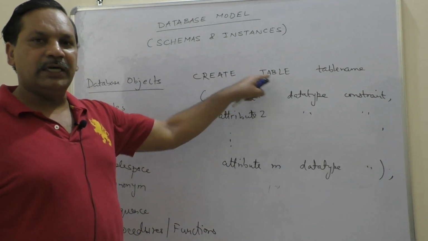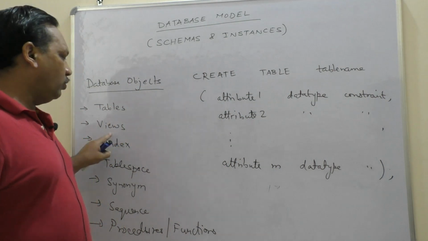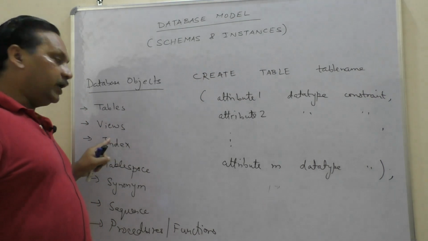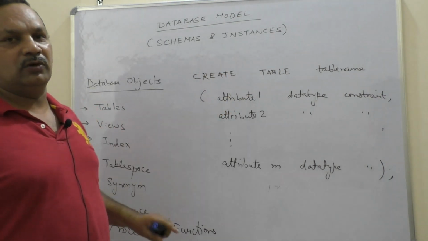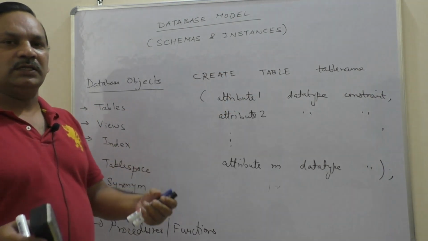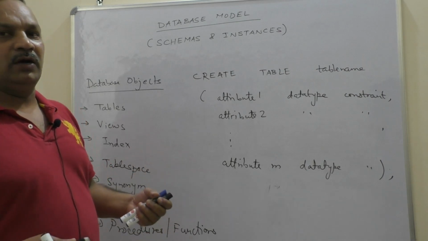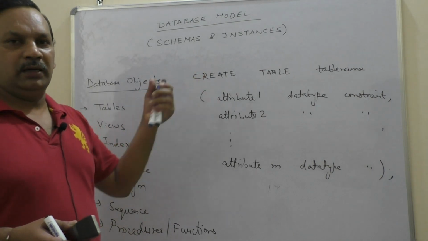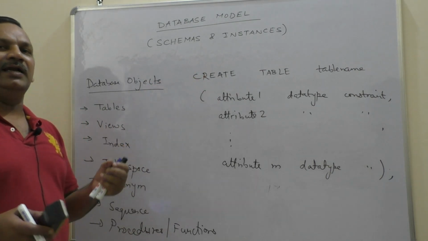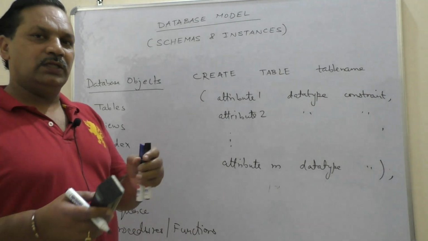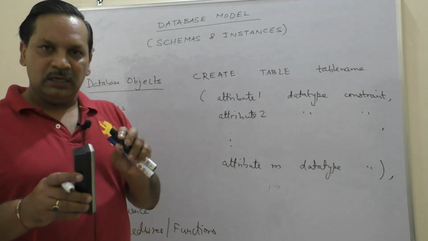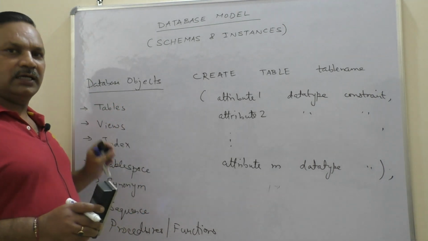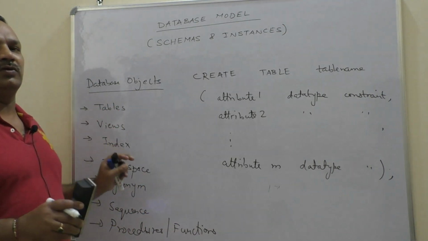Create table. Table is a database object. Similarly, if I want to create a view, I will write create view, view name. If I want to create an index, create index, index name, and so on. For any database object, you have to define it using the create command. So create is simply a data definition language command which is used to define a table or a view or an index and so on, depending on the usage of the user. Clear?